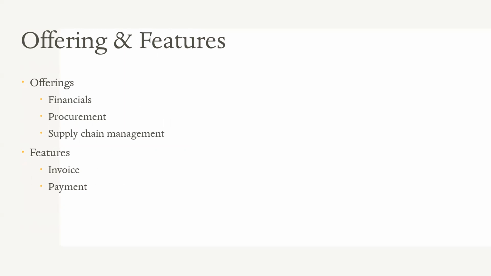So similar to that, we have offerings. Offerings are nothing but modules, let's say finance, procurement, supply chain, and project costing, project accounting. So this we call offering. And we have features. Features are nothing but, under invoice, whether we are invoicing, doing payment, or doing receipt. So this will be categorized as features. So this is what we call offering and features.